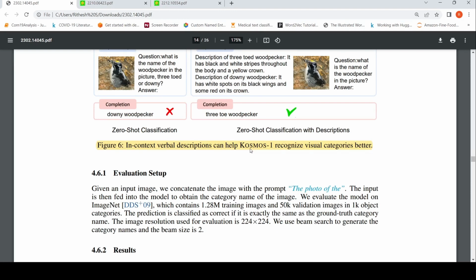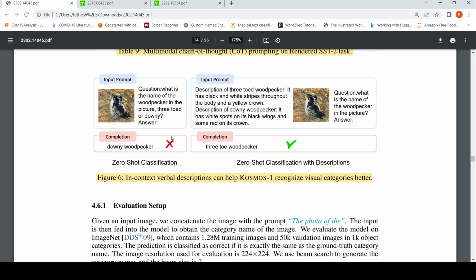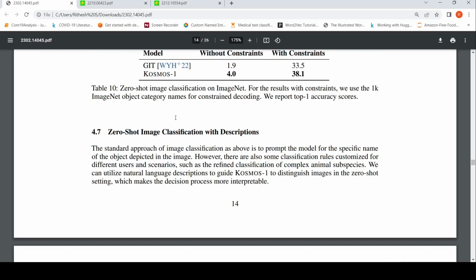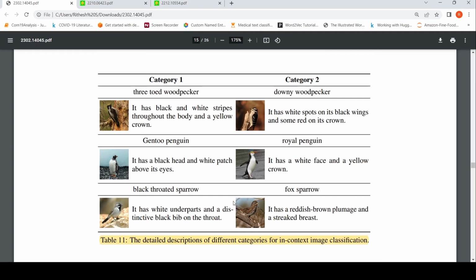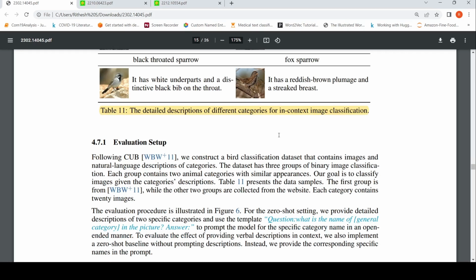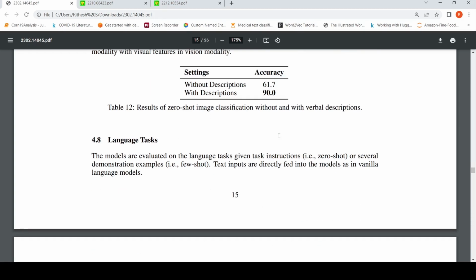Okay. The next category is actually some kind of identifying visual categories given text descriptions. So in this case, you have a description of a particular woodpecker, description of 2 types of this woodpecker basically, and there is an image of 1 type over here. And given this question, it is able to identify the category. Okay. So that is this particular image classification with descriptions. Okay, here are more examples, you have very good descriptions of say Gentoo penguin and royal penguin, and given an image of either one, it tries to identify it. That is the image classification thing. Okay, and here are the results.